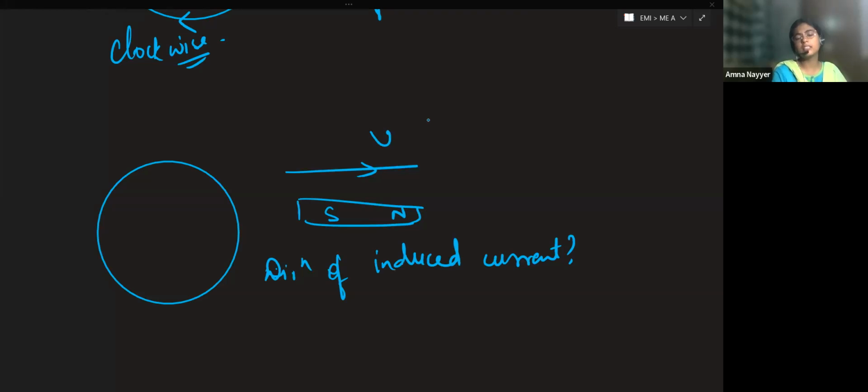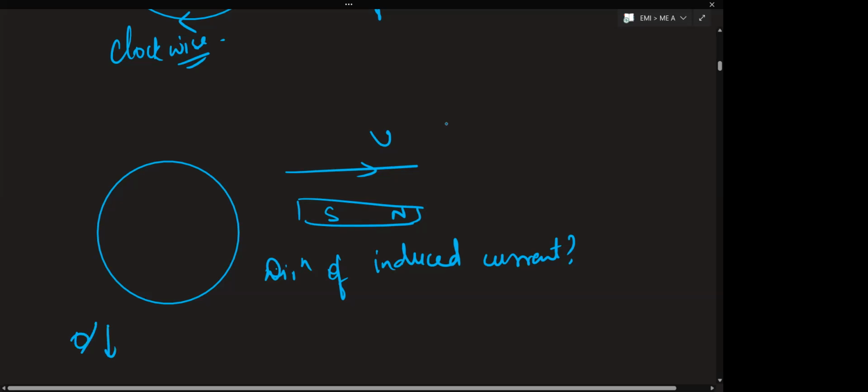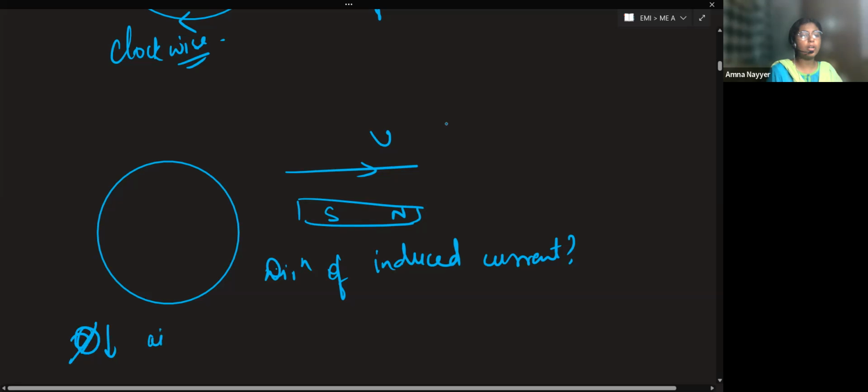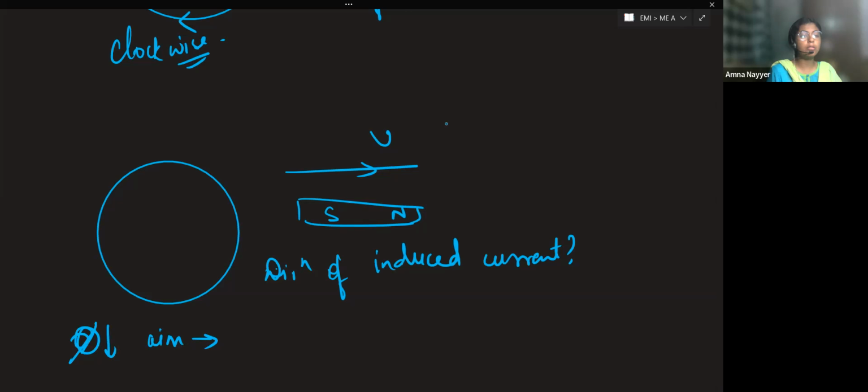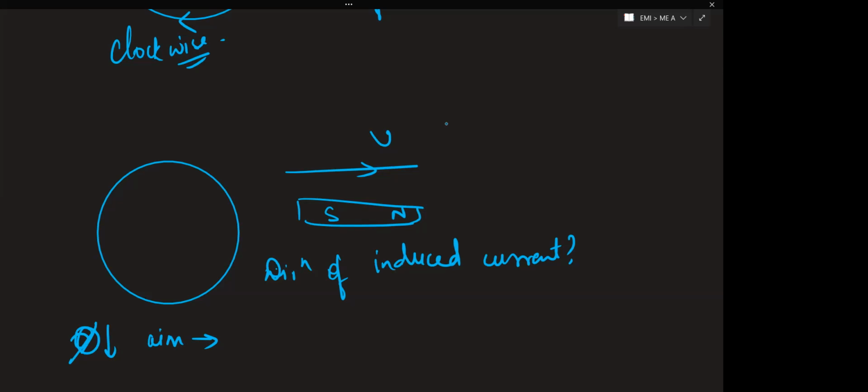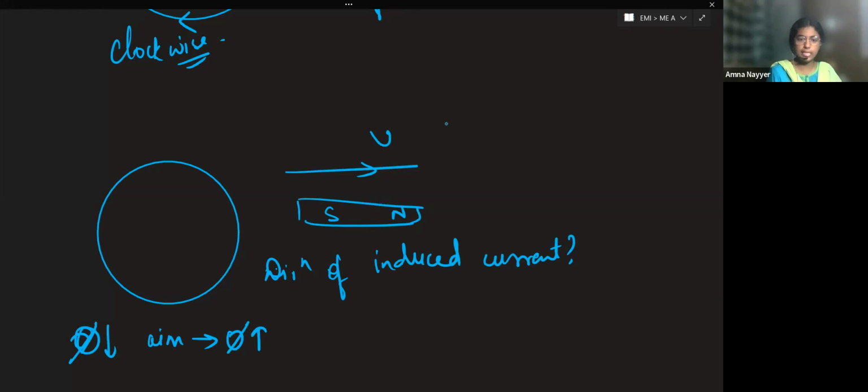Fahad, answer. Abia. Okay. Sahal, tell me one thing. If the bar magnet is moving away, what is happening to the magnetic flux? Is it increasing or decreasing? Decreasing. Magnetic flux is decreasing. Fine. And what will be the aim now? Sahal? Aim would be to increase the flux. Okay, so it will be anti-clockwise.